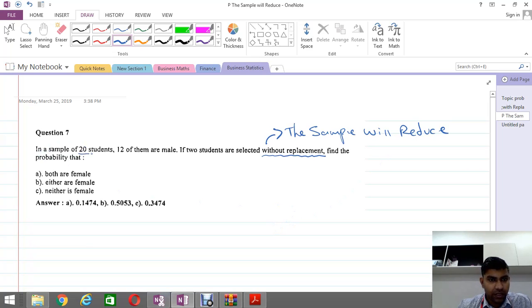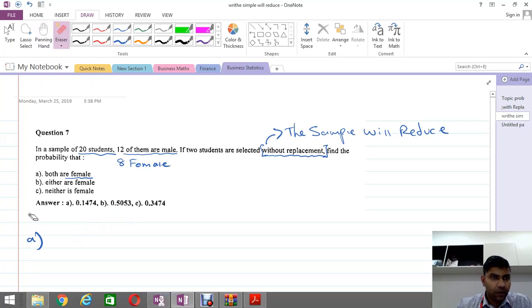In a sample of 20 students, 12 of them are male. Okay, so the balance is what? 8 are female. If 2 students are selected without replacement, find the probability. So in your part A, both are female.